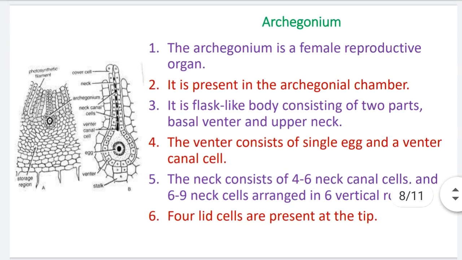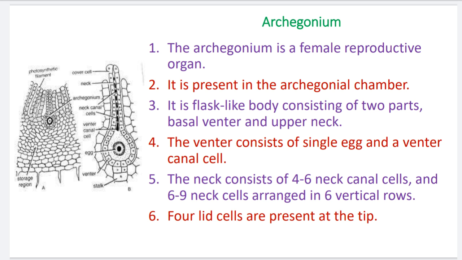Now the archegonium. The archegonium is a female reproductive organ. Number 2: it is present in the archegonial chamber. It is again present in the archegonial chamber. Number 3: it is a flask-shaped body of two parts, the basal venter and the upper neck. So these are the two parts of the archegonium, the basal venter and upper neck, and it is a flask-shaped body. Number 4: the venter consists of a single egg and venter canal cell.